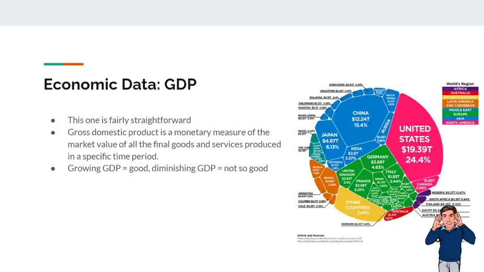So let's talk about GDP. The next one is GDP. This one is a little bit easier. So GDP is gross domestic product. And it is basically a monetary measure of the market value of all the final goods and services produced in a specific time period. So growing GDP equals good, diminishing GDP equals not so good, right? If economies are growing, if more business is conducting, if things are going well, GDP is rising, and that is considered good or bullish for a currency because there's more demand for that currency.